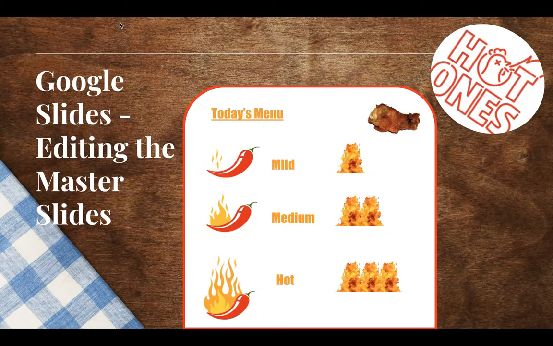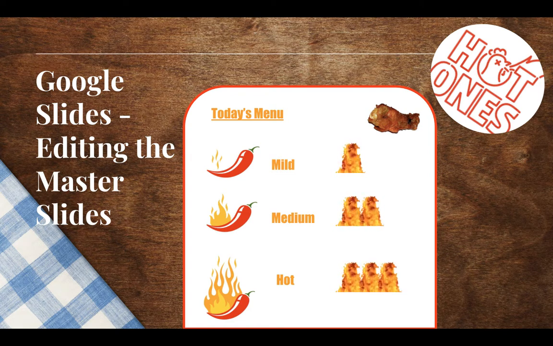Okay, so this is the last and final tip for editing master slides in Google Slides. So we've learned how to change the style. We've learned how to add additional content from the layout slides. Now we're going to look at how to lock the background images to allow students to type on a slide but not move any of the background images.